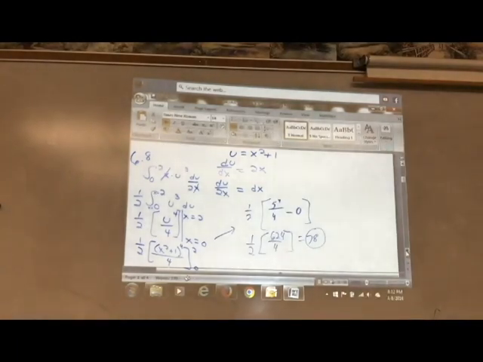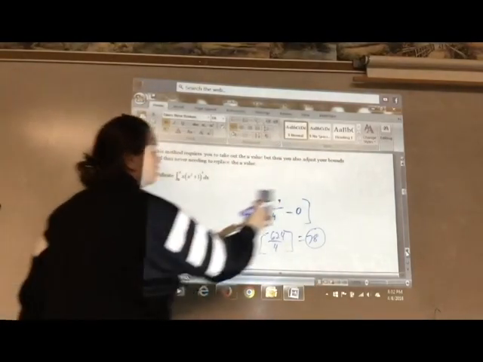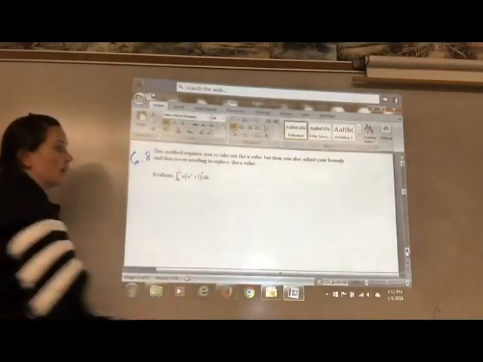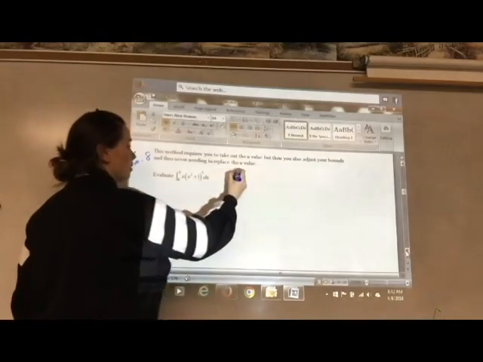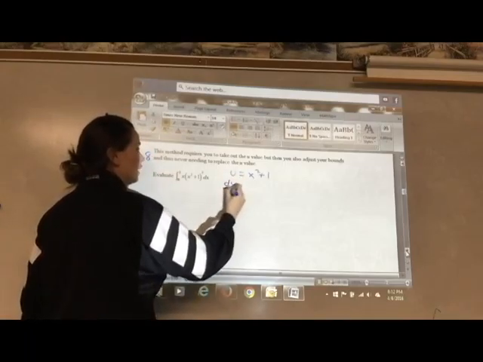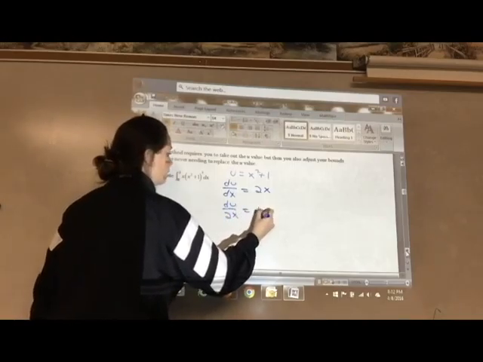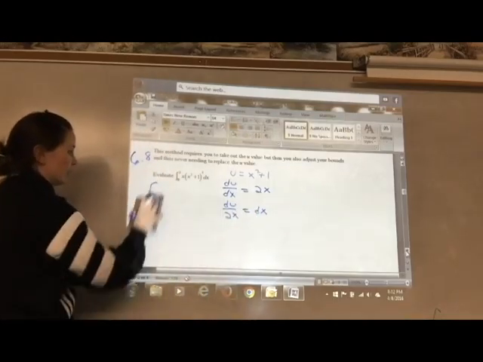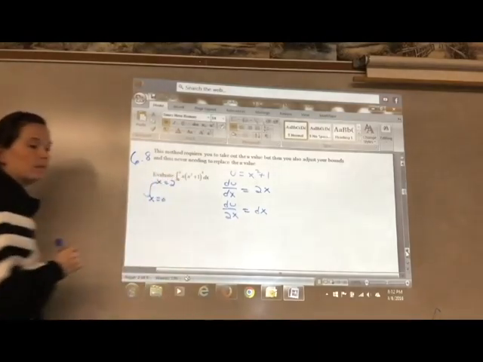Okay? If you flip your page, we're going to do method 2 with the same exact problem. It says, this method requires you to take out the u, but then adjust your bounds to make your bounds in terms of u instead of x, okay? So we're going to do the same thing, same u substitution. So let me rewrite that. U equals x squared plus 1. Du dx is 2x, du over 2x equals dx. Over here, and let me actually write x equals 0, x equals 2, okay?